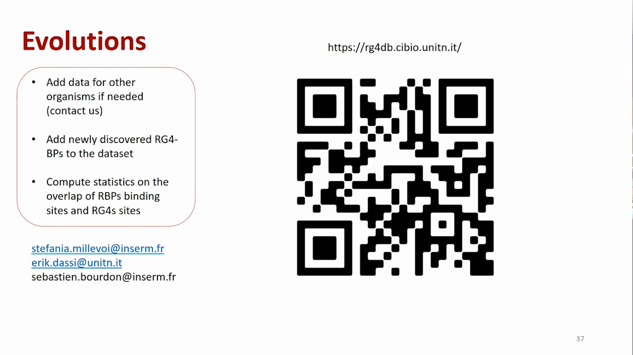For the evolution of the database, we want to add other organisms, because for now we only have human. We will do this through collaborations, if we have some. And we want to add the newly discovered G4-binding proteins to the dataset, which we plan to do every year. And we want to compute more statistics, actually on the overlap functions.